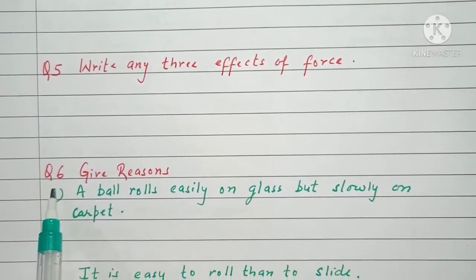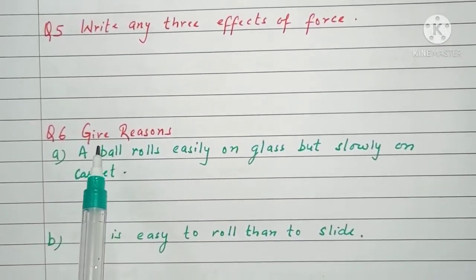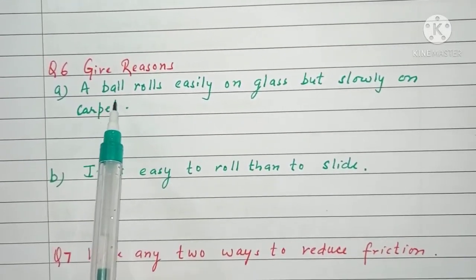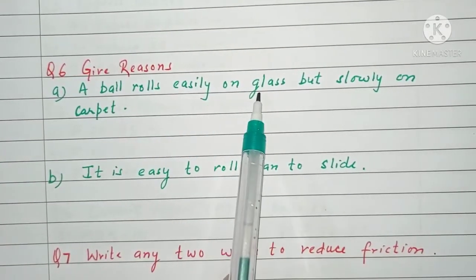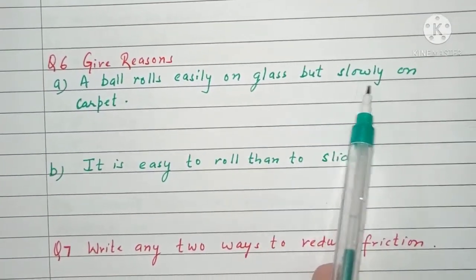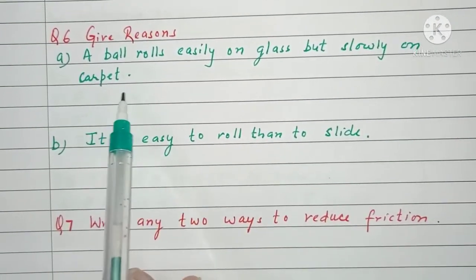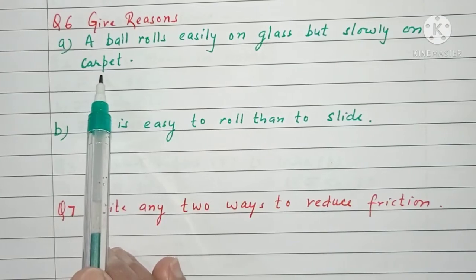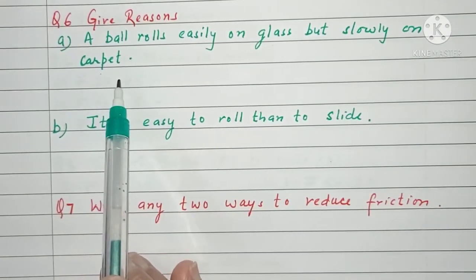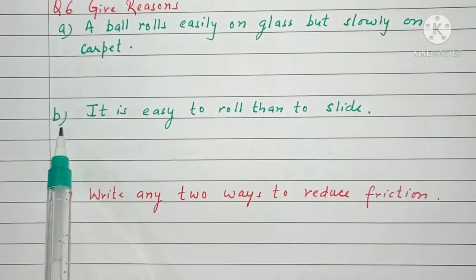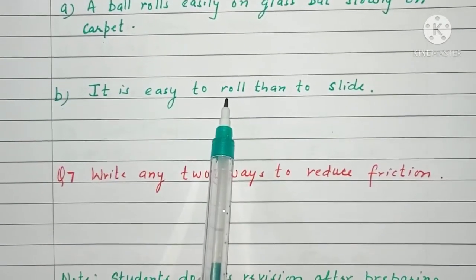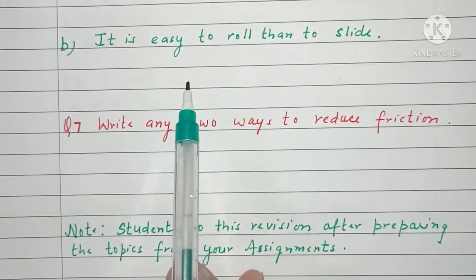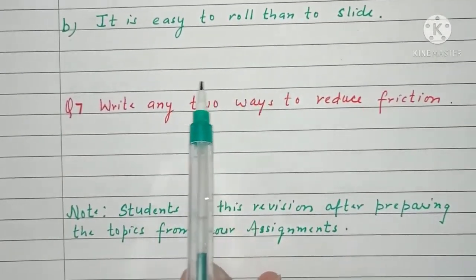In question number 6, you have to write down the particular reason for this point. A part, a ball rolls easily on glass but slowly on carpet. Please remember the surface of glass and the surface of carpet, which is the main reason for this. The B part, it is easy to roll than to slide. We have already covered these questions, so write down the answers accordingly.